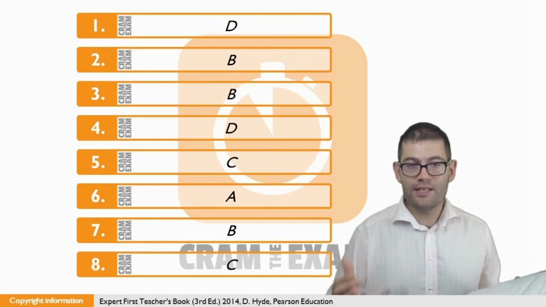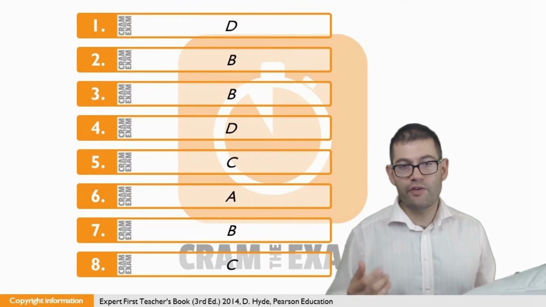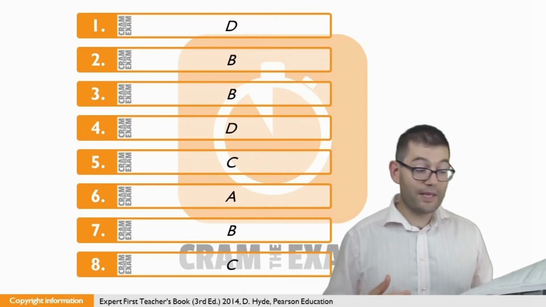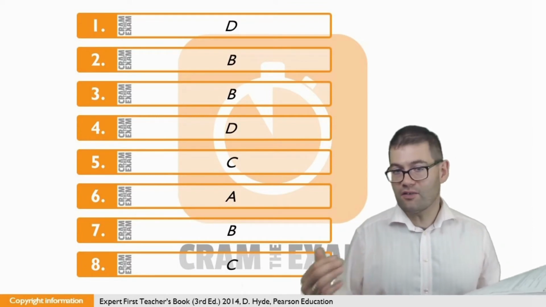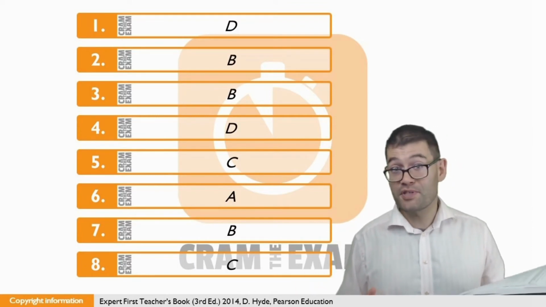Question number 8, easy vocabulary question. What's the correct preposition that we need? Well, you spend time on something and you spend money on something, which is why the answer is C, on.